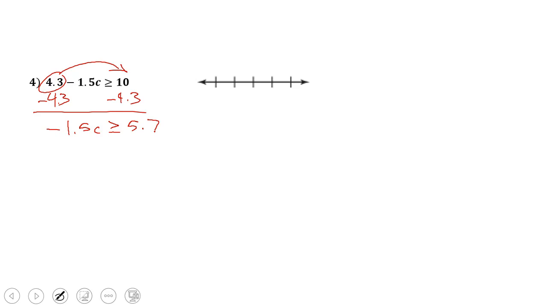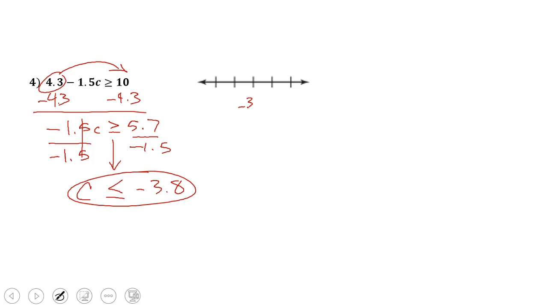And so now we're left with dividing by a negative 1.5. And of course, we do it to both sides. Over here leaves us c. But now we say ding, ding, ding. We reverse that inequality symbol because we are dividing by a negative. And 5.7 divided by a negative 1.5 is negative 3.8 as our final answer.